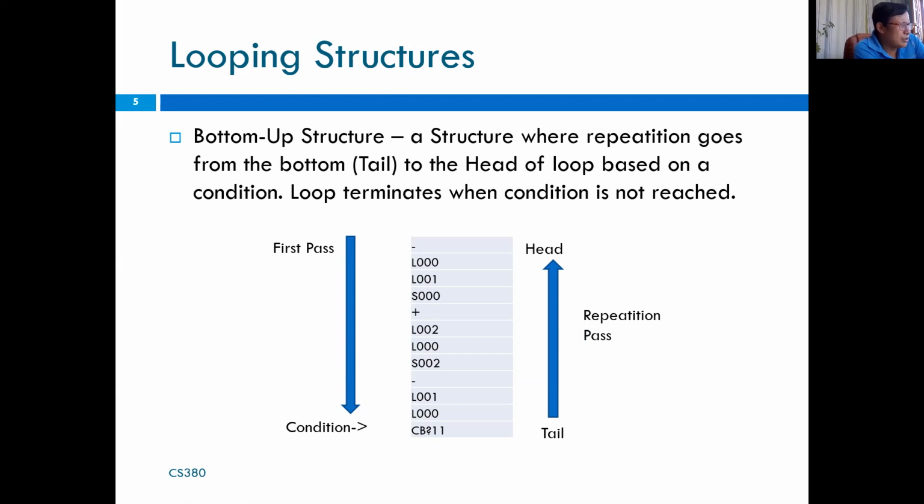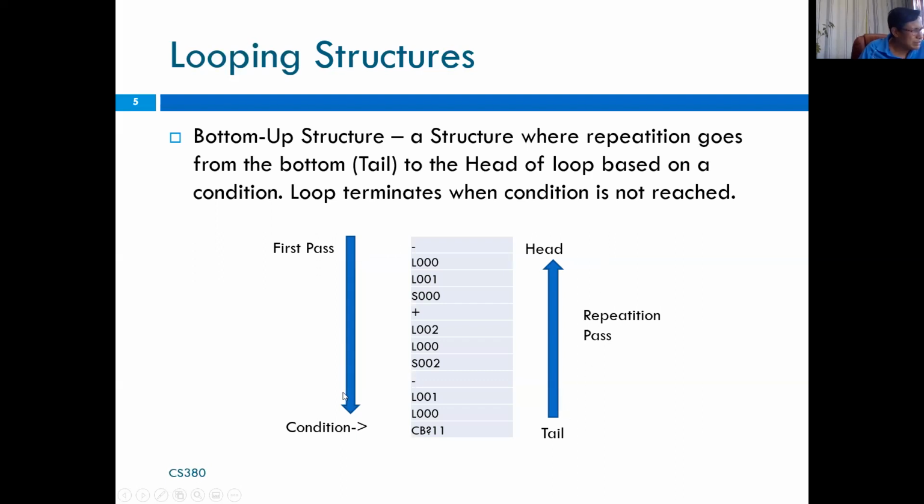What is a bottom-up structure? A structure where repetition goes from the bottom, from the tail, to the head, based on a condition. The loop terminates when the condition is not repeated. For example, the factorial program we have for the analytical engine is a bottom-up loop. Why? Because during the first pass, we just go from head to bottom, from top to bottom, from head to the tail. When we reach the tail, we evaluate CB11. If it's not set, we go back 11 steps. We go back to the head.